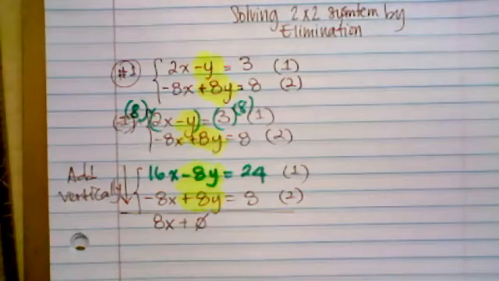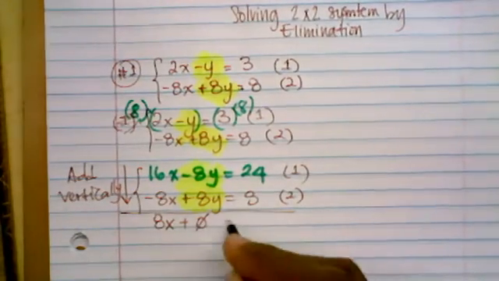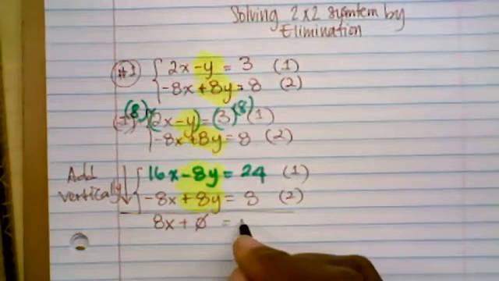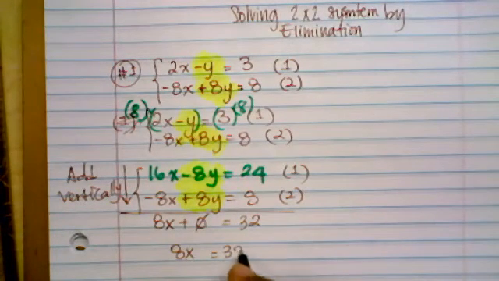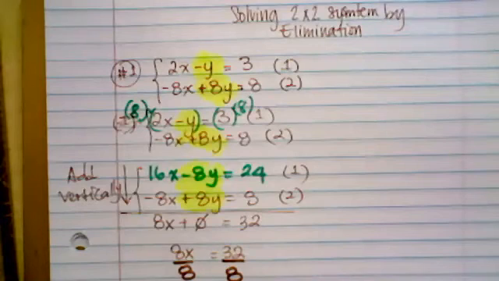Okay, and then you have 24 plus 8 is 32, and then your new equation is 8x equals 32. To solve for x in this scenario, I have to divide both sides by 8. Or you can ask yourself, what number do I multiply by 8 to get 32? And the answer must be 4. Okay, so we solve for x.